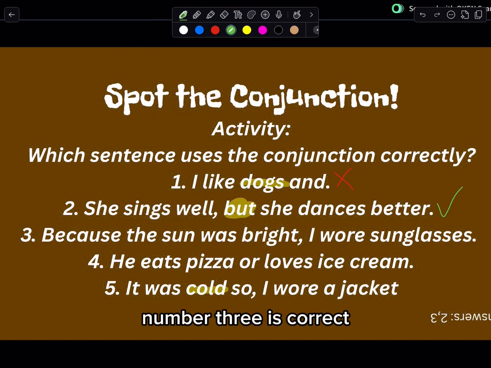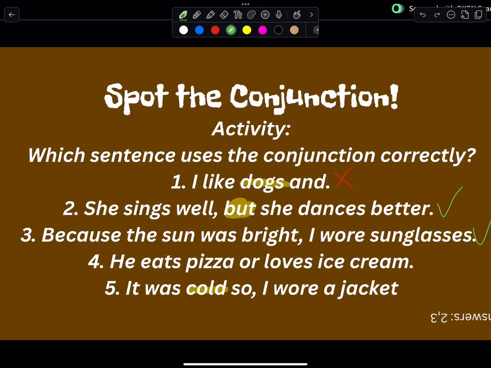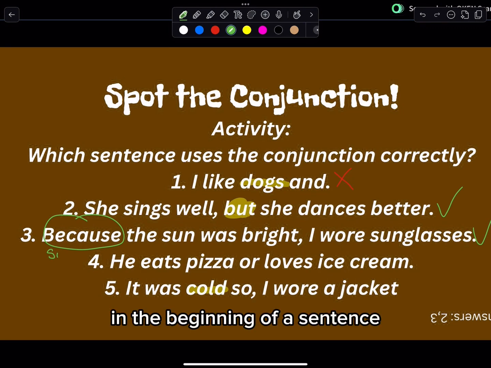Number 3 is correct. "Because" is being used as an explanation. Because the sun was bright, I wore sunglasses. You could also say "since," as "because" isn't always used in the beginning of a sentence, at least when you're writing. When you're speaking, it's probably fine.